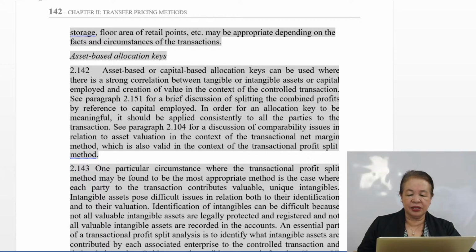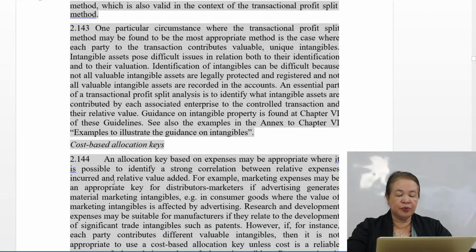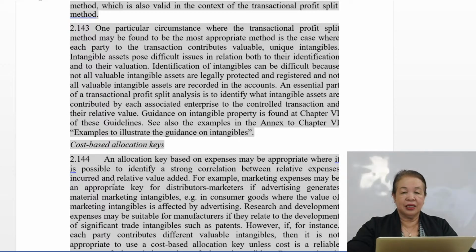So one particular circumstance where the transactional profit split method may be found to be the most appropriate method is the case where each party to the transaction contributes valuable, unique intangibles, no? So yan yung pwedeng isang consideration din natin. Kasi one party, may contribution siya na valuable or unique intangibles. Intangible assets pose difficult issues in relation both to their identification and to their valuation. Kaya nga, yung recognition and measurement of intangibles natin, no?